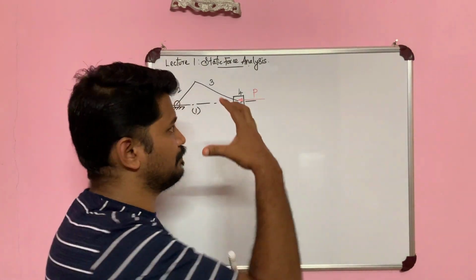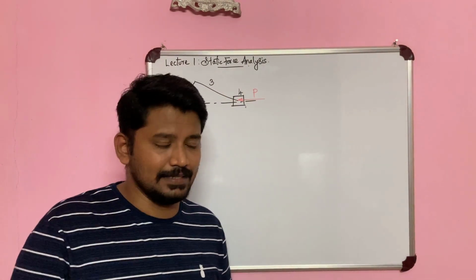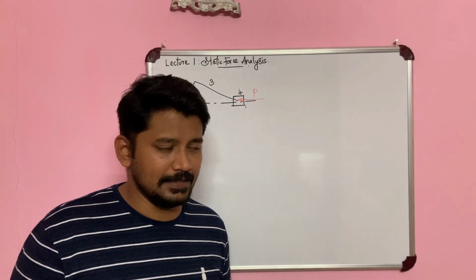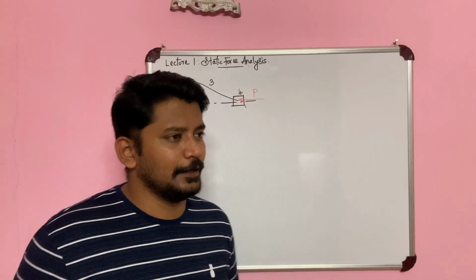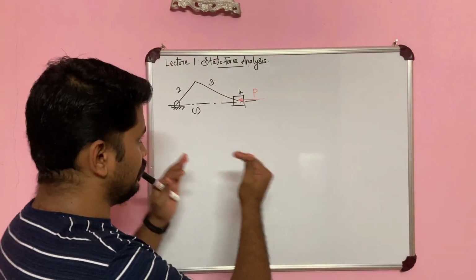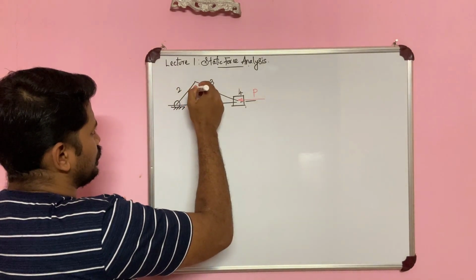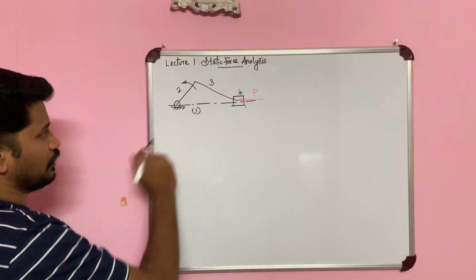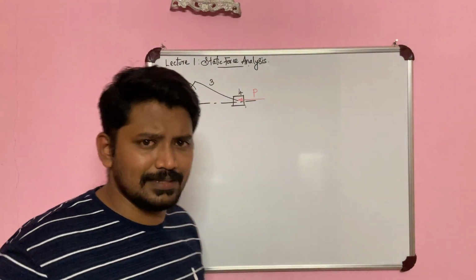Right, so when we get such a system or a mechanism and we are asked to solve it by static force analysis, what we need to understand first of all is the force is being acted upon the slider, and the slider will move, and which will cause your crank to rotate, right? So your crank is going to rotate in the anti-clockwise direction.